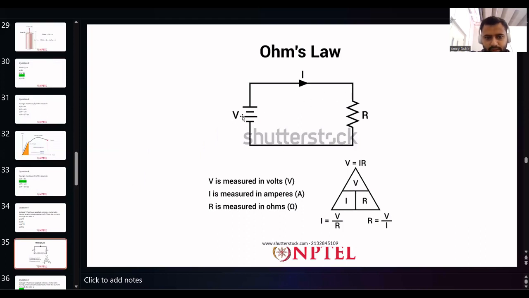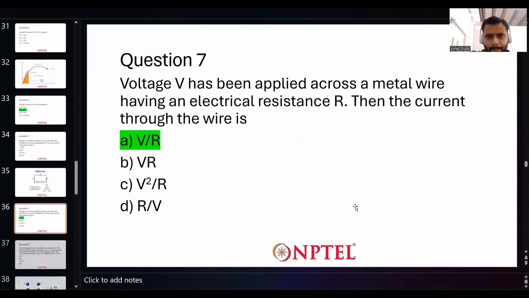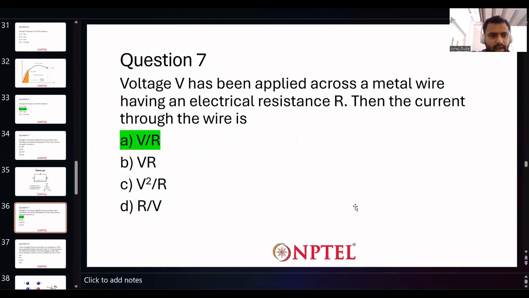So here we have a circuit. Voltage is applied, so when the voltage is applied, there is a current flowing through the resistance R, and then you will have the relation V is equal to IR. This can be an Ohm's law triangle. So if you want V, it's IR. If you want I, it will be V by R. It is a very easy trick to remember everything. So the answer is A, V by R. Current is V by R.